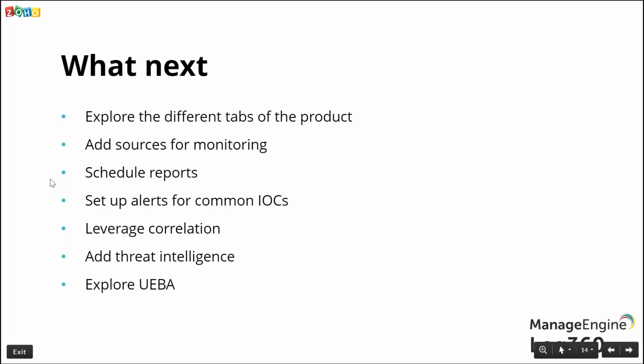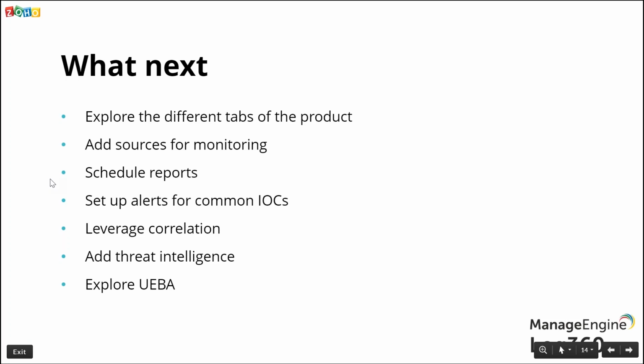The first thing you need to do is download the product. All our products are available on the website with a free trial for 30 days. You just download it and it takes just a few minutes to install. Launch the product and explore the different tabs to see exactly what is there. Then you need to configure an audit policy and add sources for monitoring.